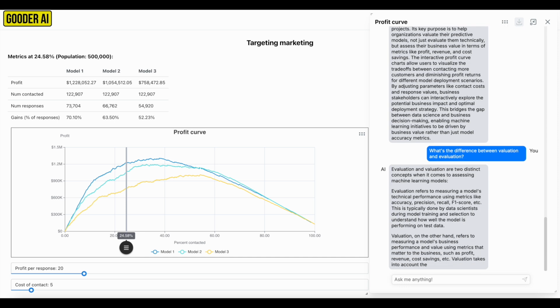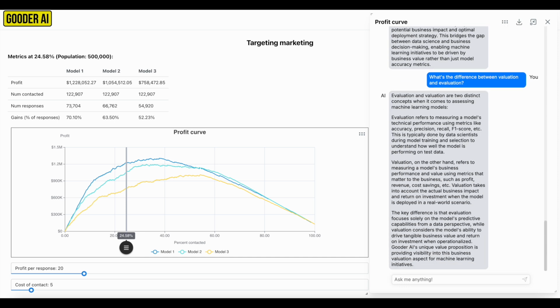Evaluation and valuation are two distinct concepts when it comes to assessing machine learning models. Evaluation refers to measuring a model's technical performance using metrics like accuracy, precision, recall, F1 score, etc. This is typically done by data scientists during model training and selection to understand how well the model is performing on test data. Valuation, on the other hand, refers to measuring a model's business performance and value, using metrics that matter to the business, such as profit, revenue, cost savings, etc.